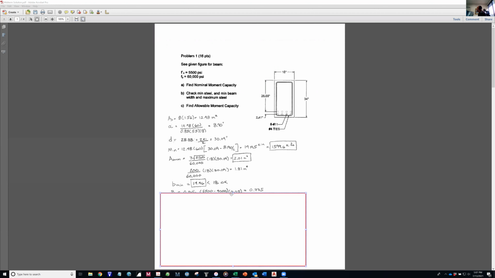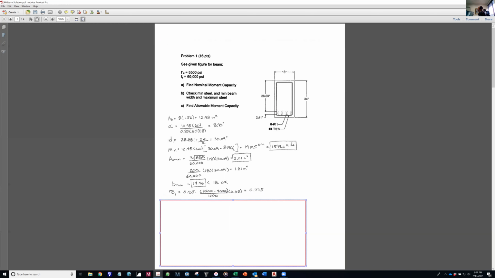Next step is to find the maximum steel. Well, maximum steel is confirmed by finding epsilon sub t. So we have to find epsilon sub t. To find epsilon sub t, we have to find C. To find C, we need beta 1.